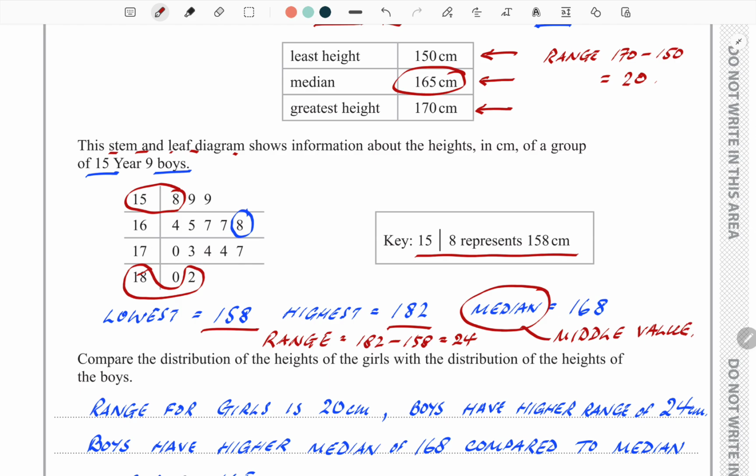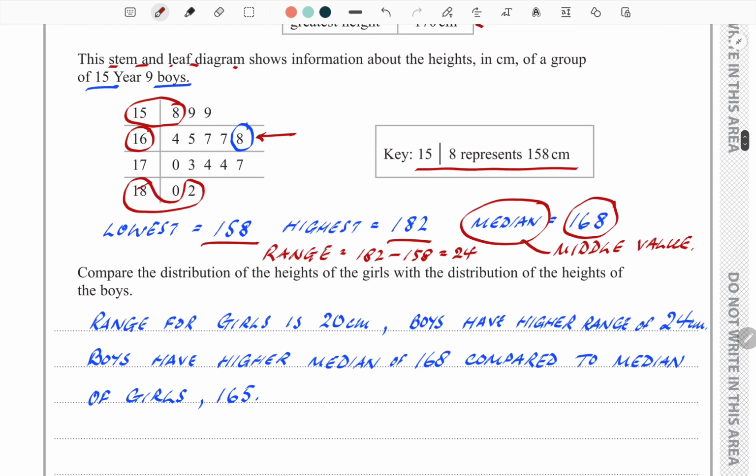Right, so if it's 15, then the middle one is going to be the 8th. The 8th value has 7 above it and 7 below it. And that turns out to be that one there. So it's 16, so 160, and 8, so 168.